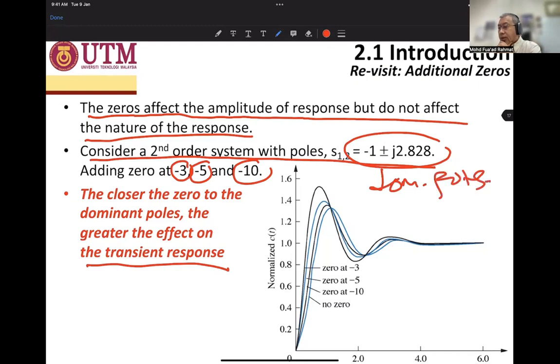Okay, so you can see here when the zero is at -3, the amplitude is high. Then -5 and -10, and then no zero. Okay, it is faster, but it gives you a bigger amplitude. Okay, and overshoots.